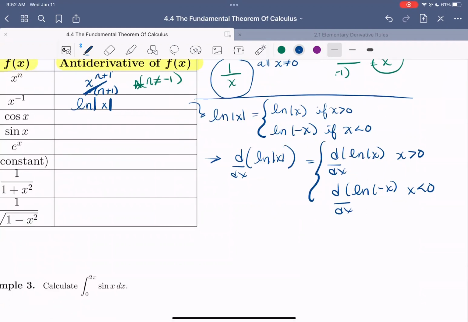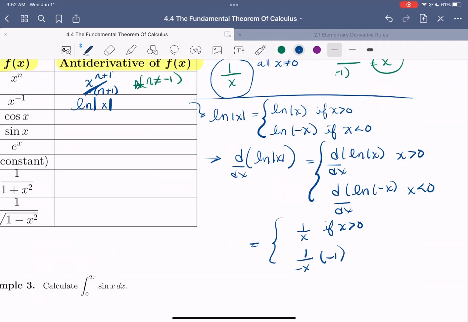So we can continue with this. The derivative of ln of x, we know, is equal to 1 over x if x is bigger than 0, and the derivative of ln of negative x is equal to 1 over negative x times negative 1. So this uses the chain rule.